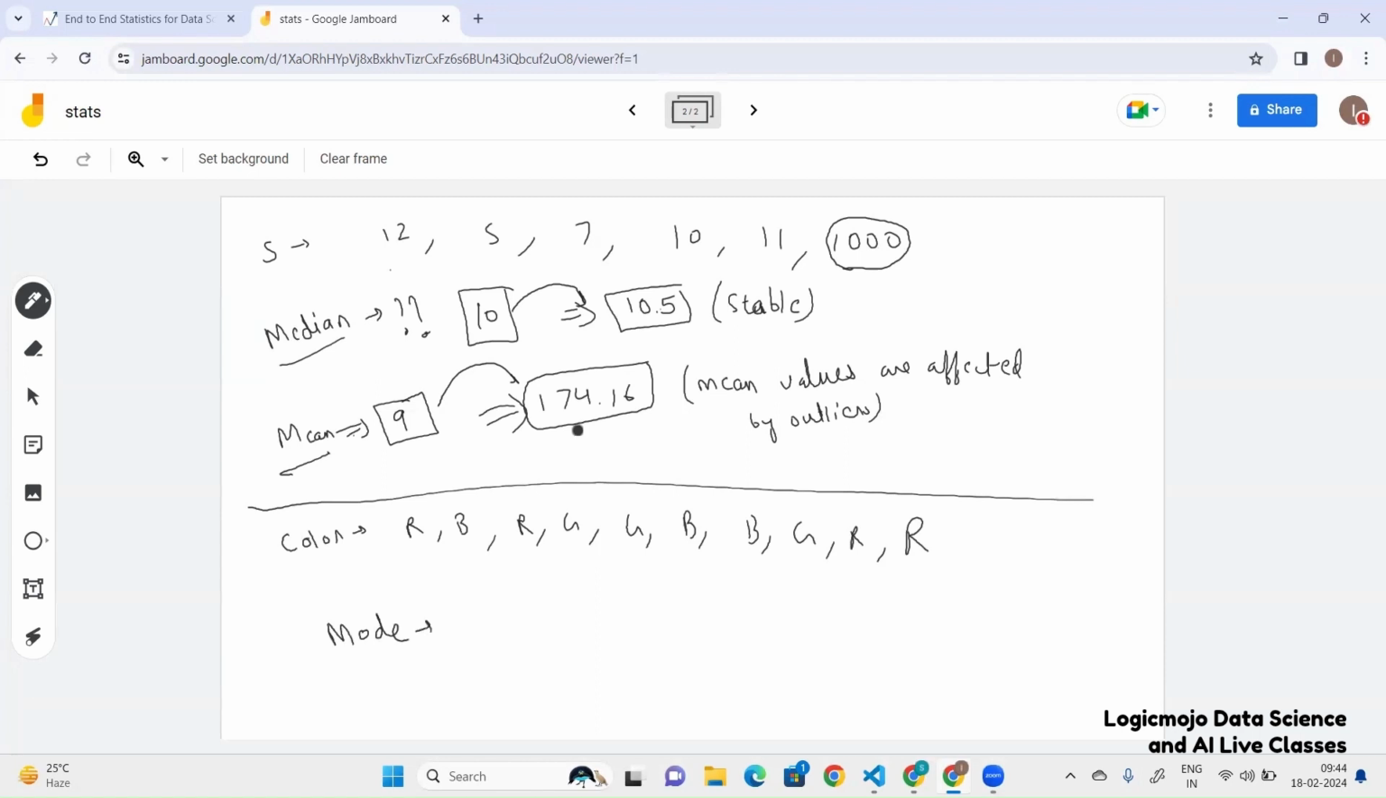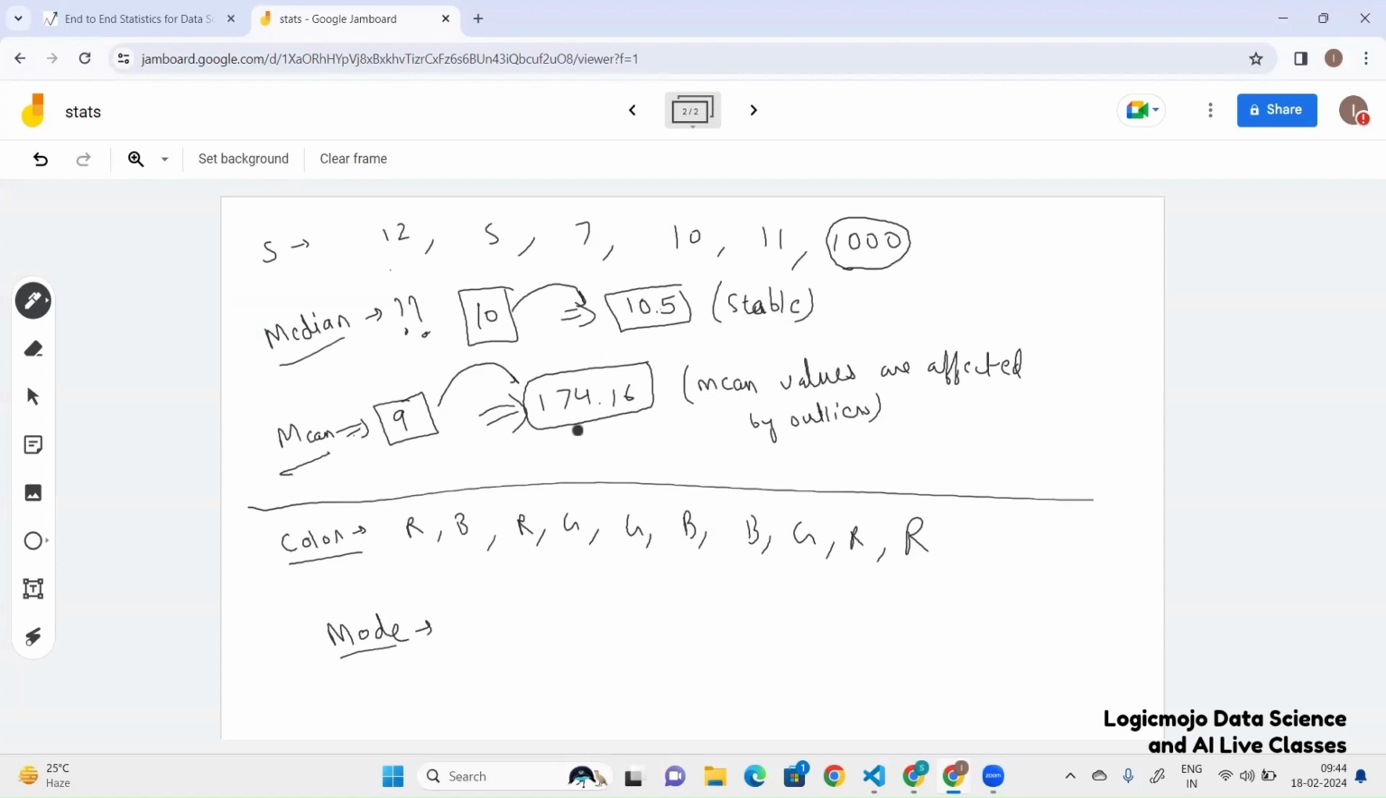What about the mode value? Mode value is applicable when the column is categorical, in the sense that we have discrete values. Why is it R? Because it is the most repetitive, the most frequent value. Mode is the most frequent value.